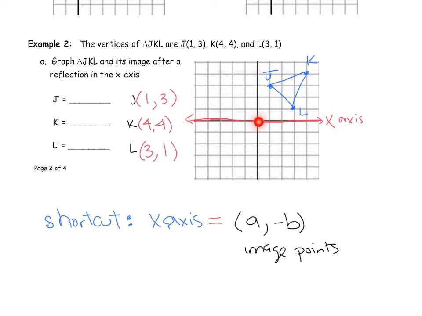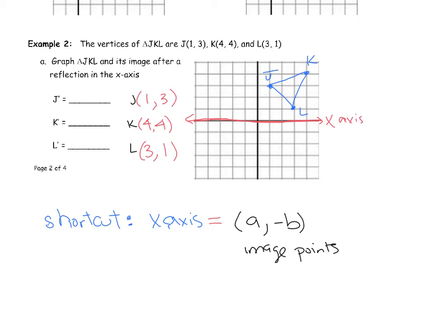Okay, so I've already labeled my x-axis, just in case you don't remember which one it is. It's the one that goes left to right. And we're going to reflect this over that line of reflection. So remember, we want them to be equal distance from the line of reflection. It's kind of the best way to do it.